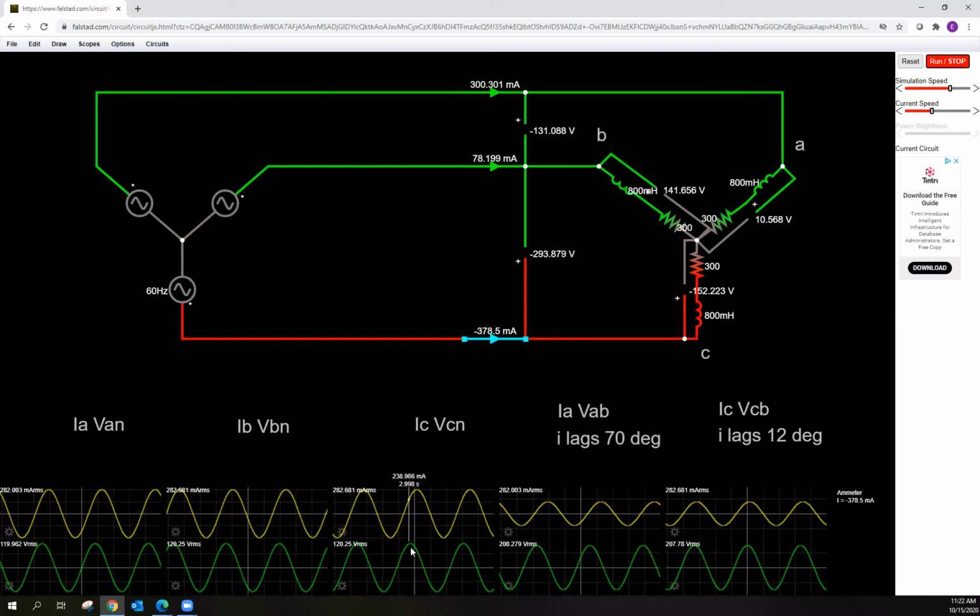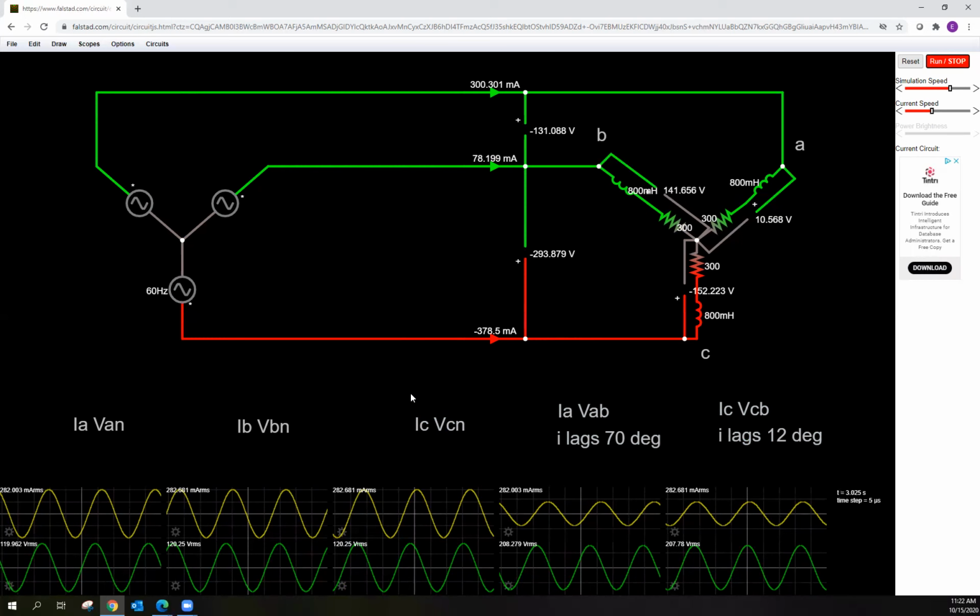What about the current here? The current within a phase is, let's see, this peak here and this peak here, maybe 30, 35, 40 degrees, right? If it was right in the middle, it would be 45, right? But over here, maybe it's 40. Okay. So this one's lagging by 40 degrees, this one's lagging by 70, and this one's lagging by 12.